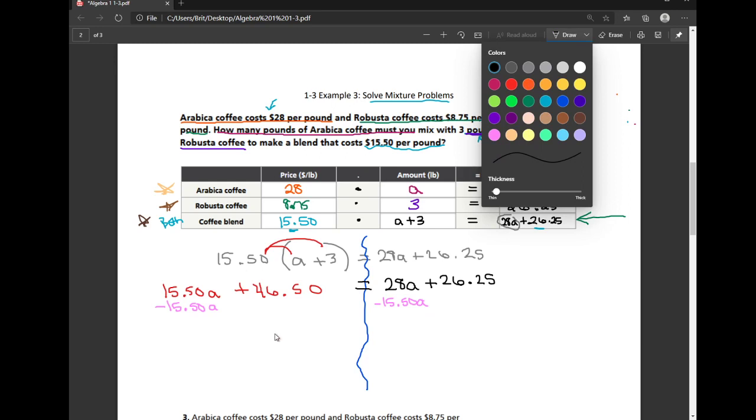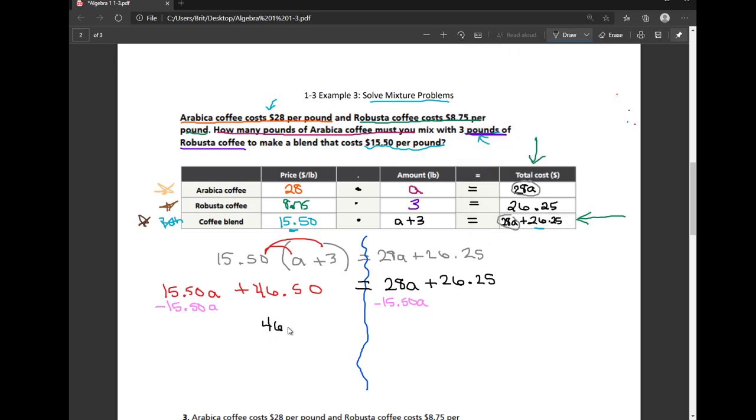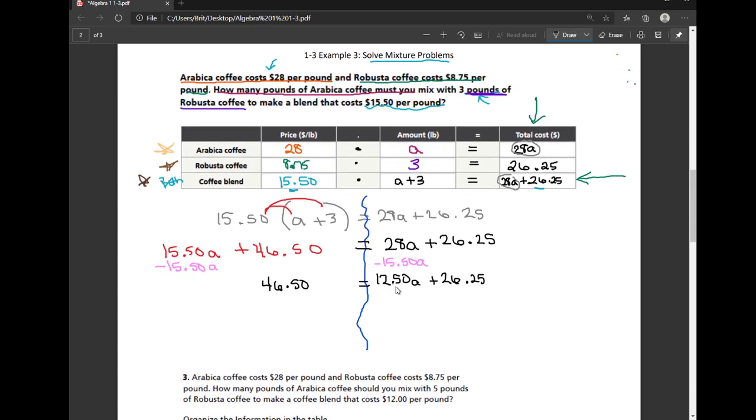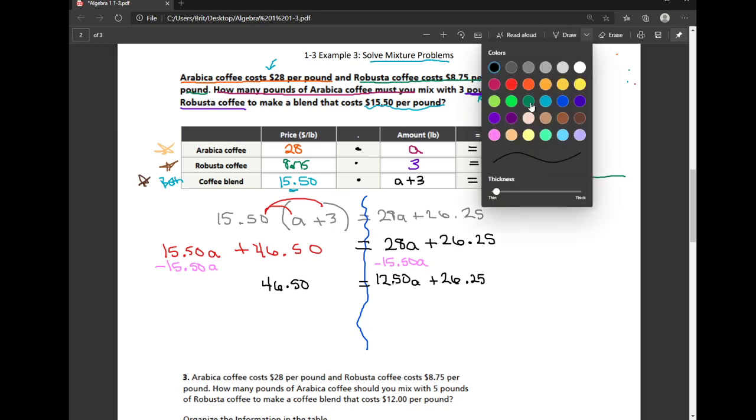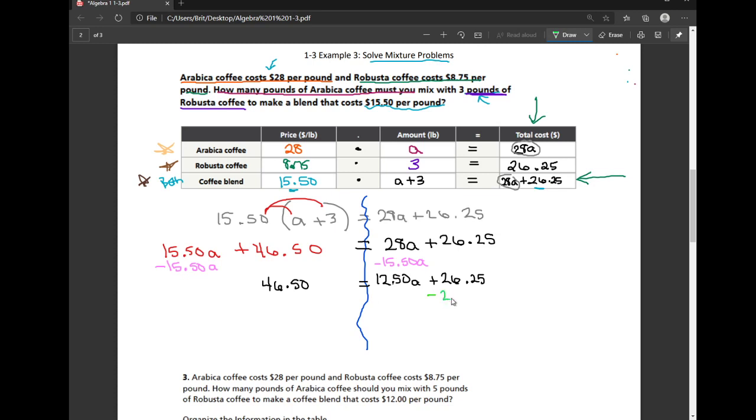So now on my left-hand side of the equation, I have 4650. On my right-hand side of my equation, I have 1250A plus 2625. Now I want to get that A by itself, right? So in order to get A alone, I'm going to subtract the 2625 from both sides of the equation.